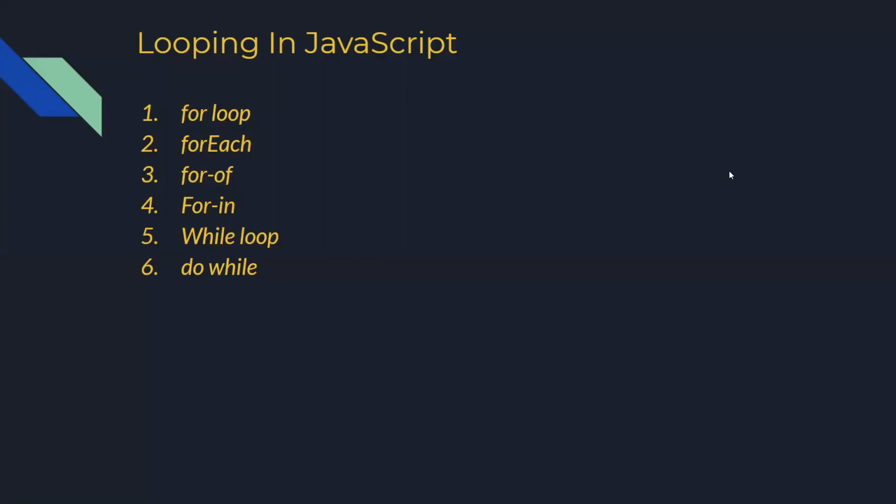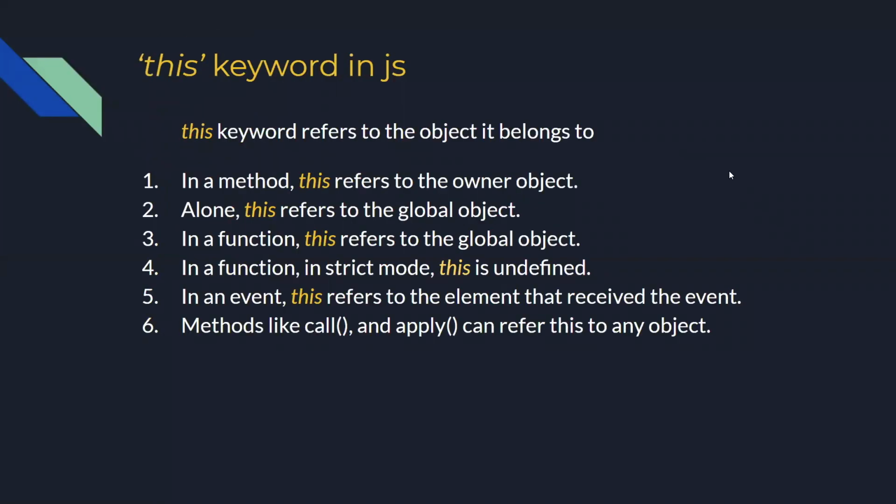So let's move on to the next topic, that is the this keyword in JavaScript. And the this keyword is very confusing for a few people. The this keyword refers to the object it belongs to. So this is a keyword in JavaScript whose value depends on how you are using it, in which context you are using this. So in a method, a method is nothing but a function inside an object, we call it a method. So when you call this inside a method, this refers to the owner object.